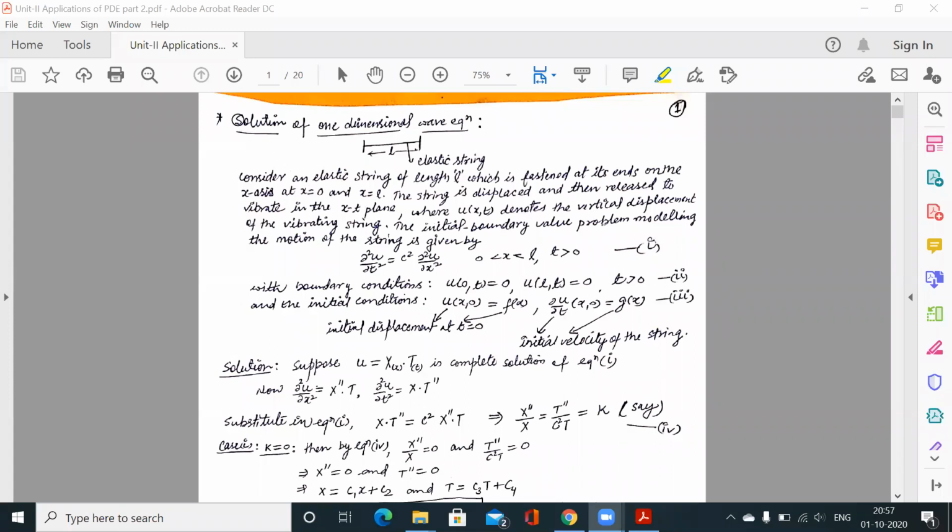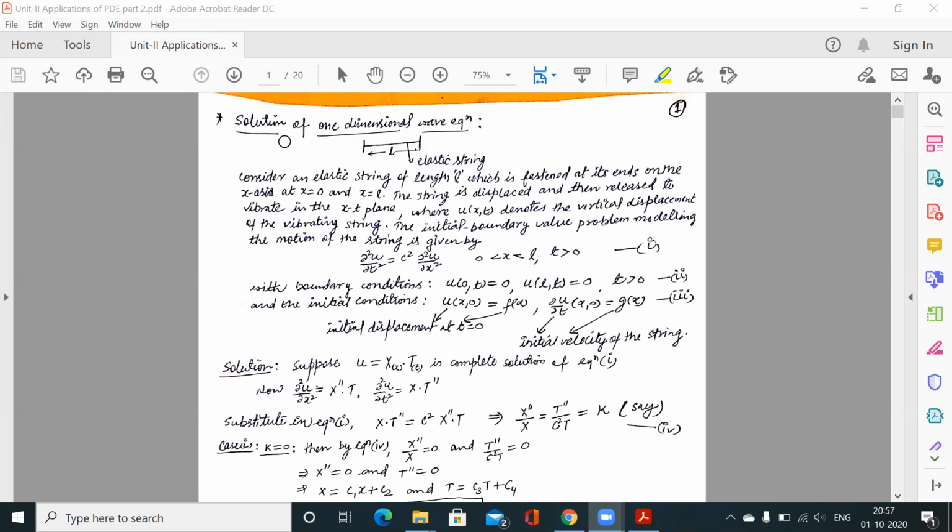In the previous lecture, we studied how to classify a second order linear partial differential equation, and then the separation of variables method, which is also known as the Fourier series method. In that lecture, we solved some PDEs using the method of separation of variables.